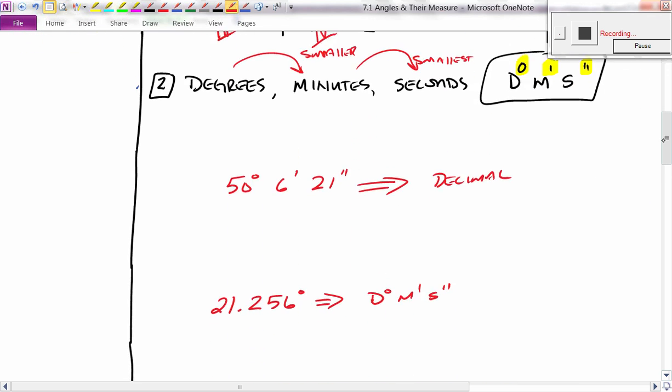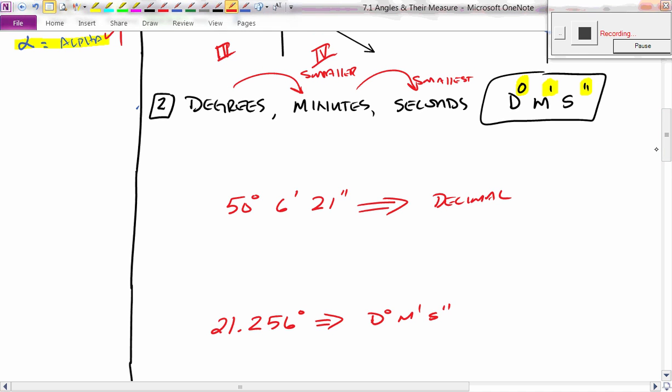The next big idea for us is to talk about degrees, minutes, and seconds. Have you ever heard this before? No? Really, really tiny stuff. Our first goal is to understand how we define these things. 1 minute is equal to 1/60th of a degree. A minute is equal to a 60th of a degree. And 1 second is equal to 1/3600th of a degree. So tiny, tiny, tiny space.